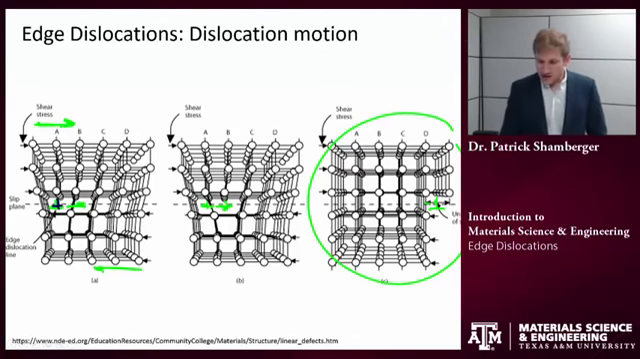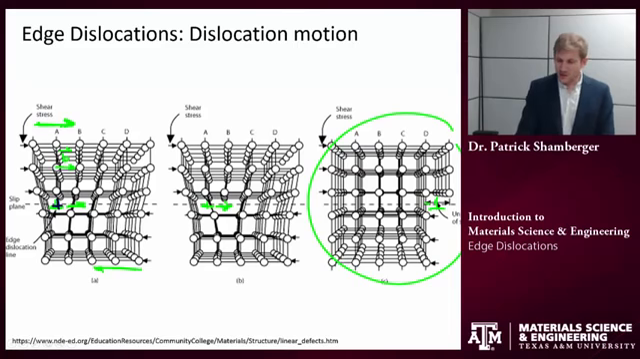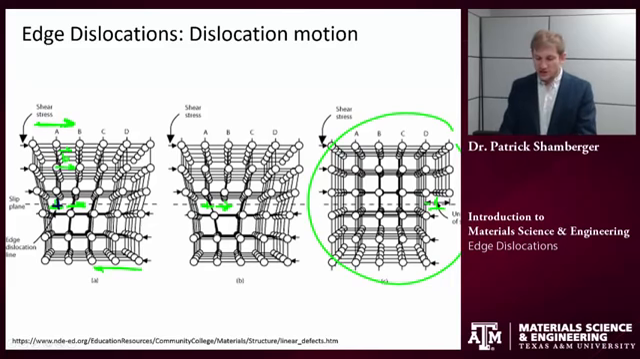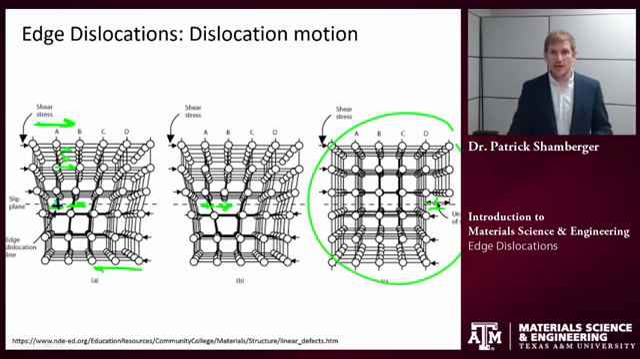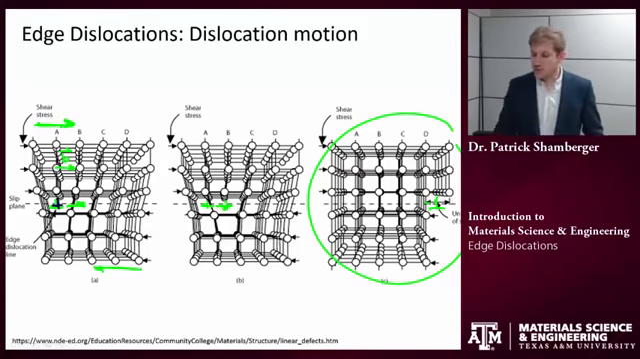Also, the direction of motion is parallel to the Burgers vector. So remember, the Burgers vector, for this case, looks something like that. The dislocation is moving in a parallel direction. Finally, the direction of motion is perpendicular to the dislocation itself. So the dislocation, again, is coming in and out of the plane, but it's moving to the right.